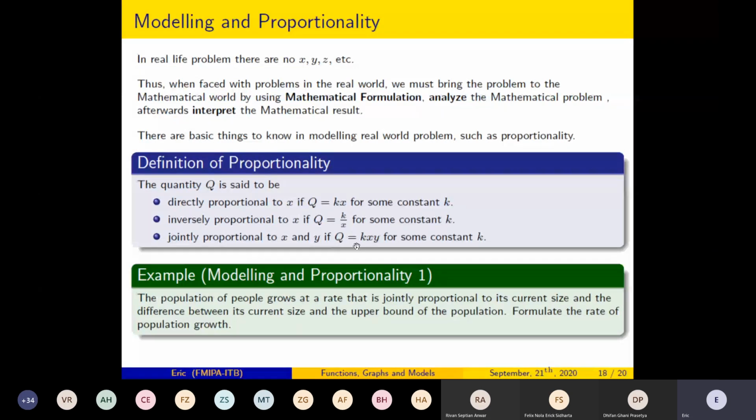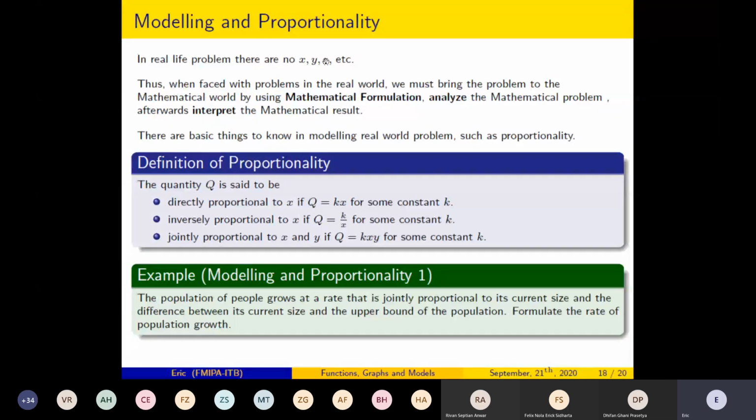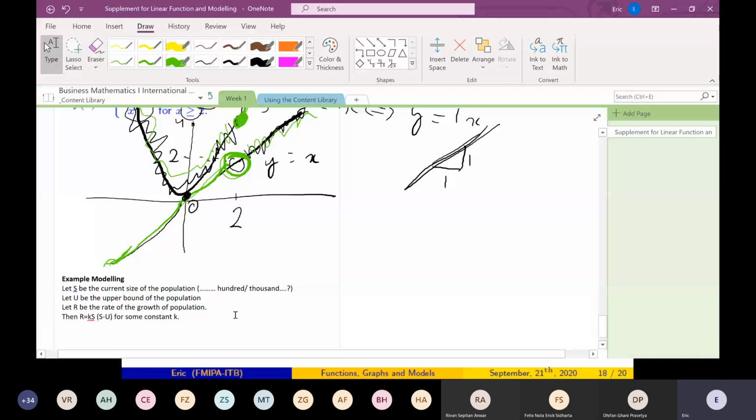Jointly proportional. So I have R, the rate of population growth, equals K times S, the current size, times the difference between current size and upper bound. That is S minus U or U minus S, the same. Do you have any question from this? If you have a real world problem and the variables are not given, you should define them: what is R, K, S, U, and the others.